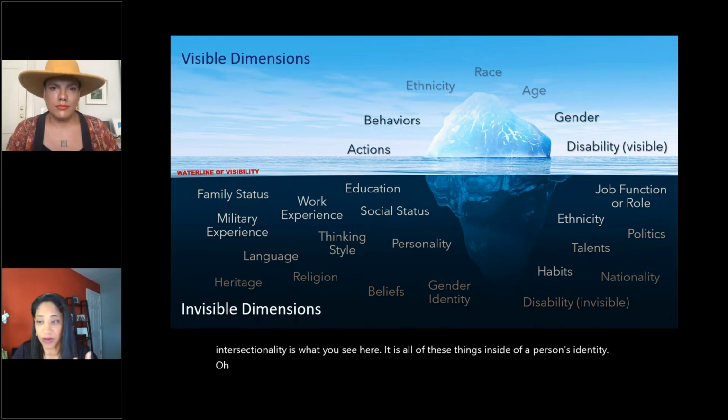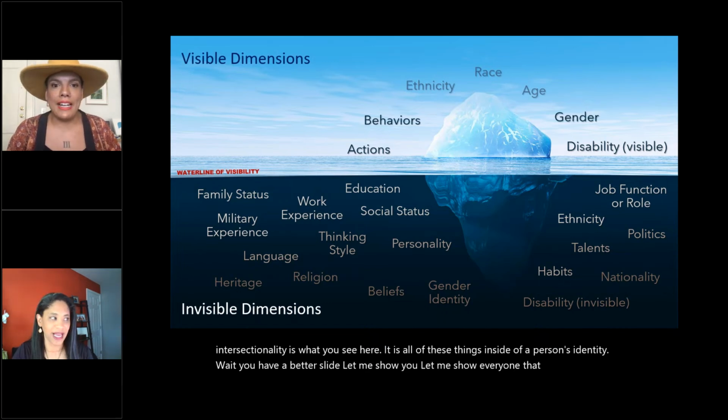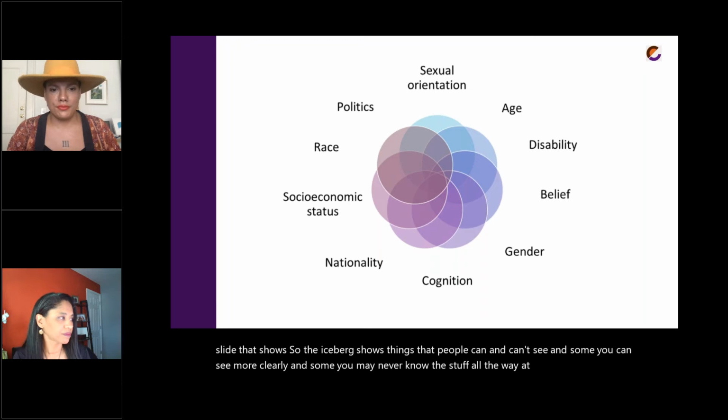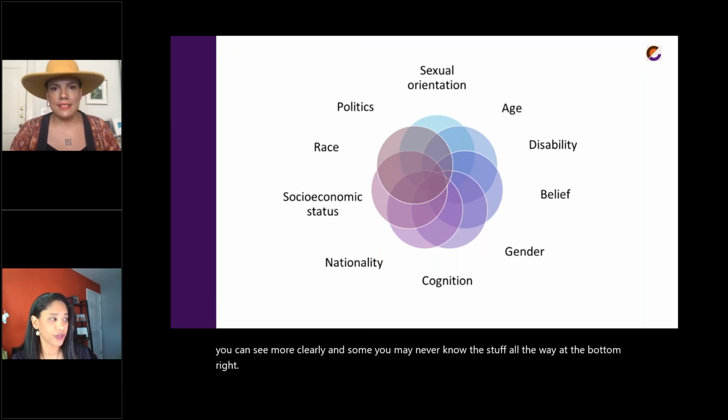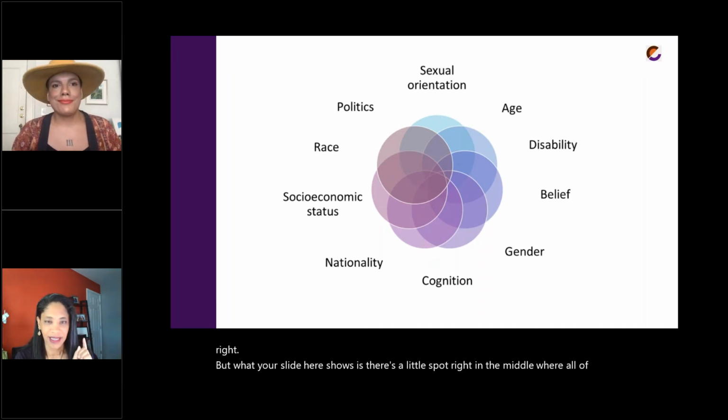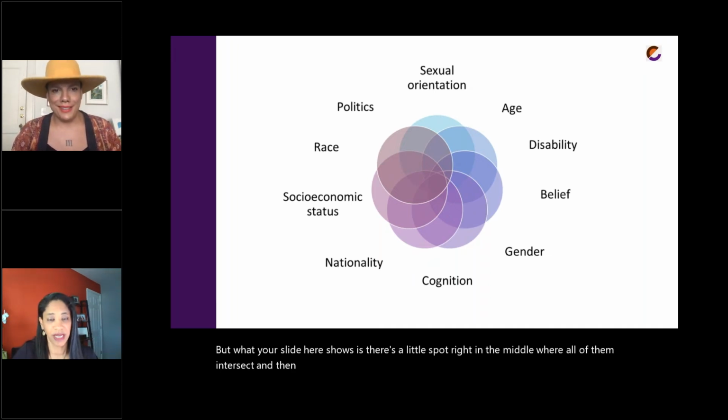Oh, wait, you have a better slide. Let me show everyone that slide. I love this slide. The iceberg shows things that people can and can't see. Some you can see more clearly, and some you may never know, the stuff all the way at the bottom, right? But what your slide here shows is there's a little spot right in the middle where all of them intersect. And then any combination of them intersect in other spaces.